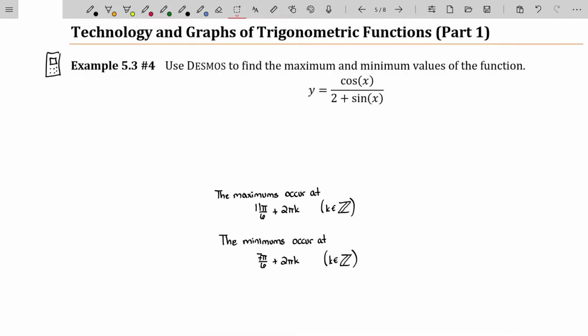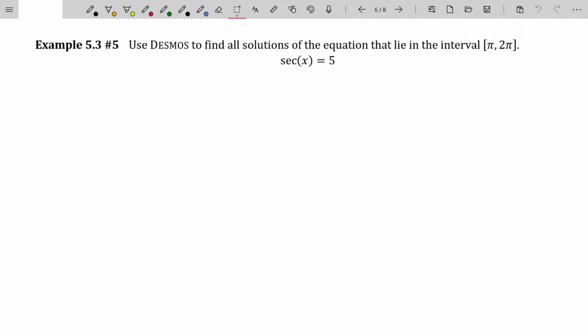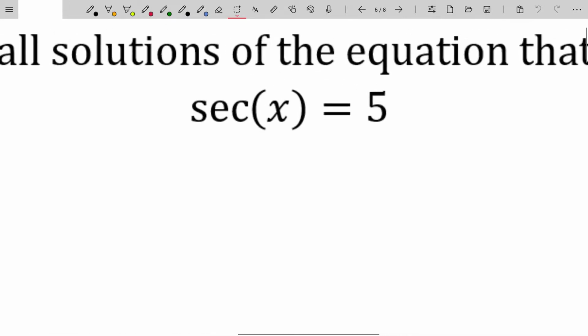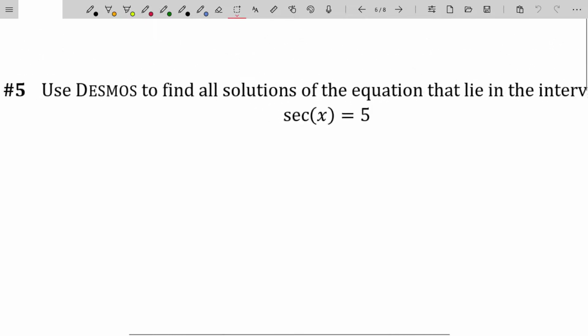Usually technology problems are not so terrible because they go quickly. The other technology problem here, even though this is not a review video, is somewhat short because with technology, there's just not much you can do. Use Desmos to find all solutions of the equation that lie in the interval pi to 2 pi. We're given this equation, secant of x is equal to 5.